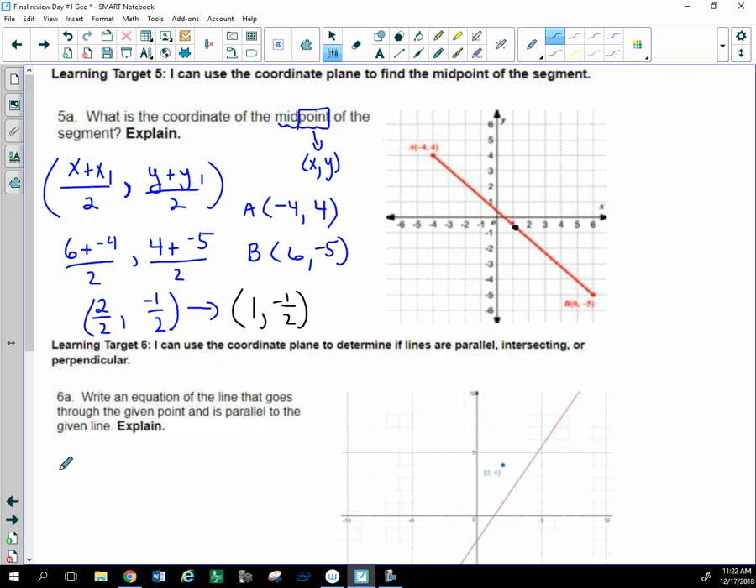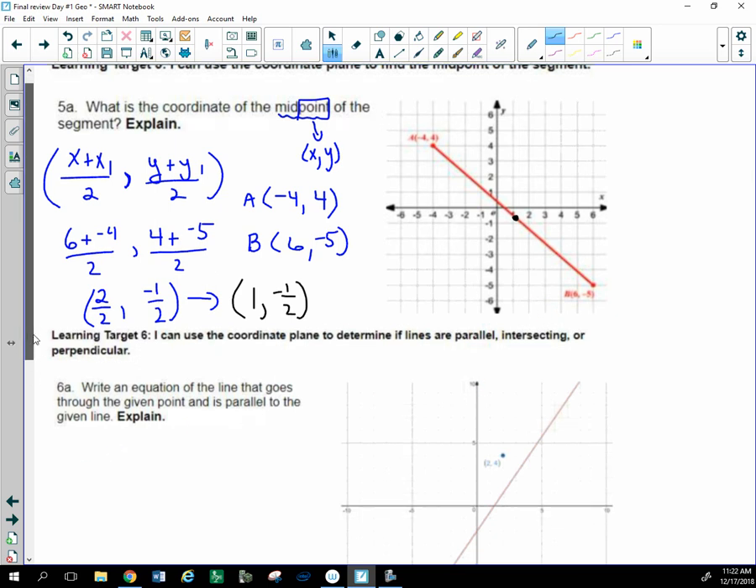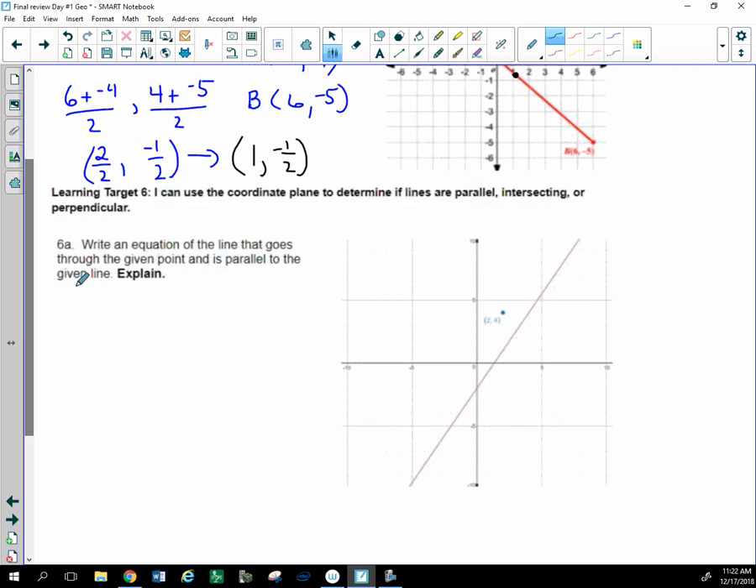All right. Next one is that we are trying to write an equation of a line that goes through the given point and is parallel to the given line. So when we're talking parallel, slope is equal to slope. The slope of the parallel line, slope 1, will equal slope 2.